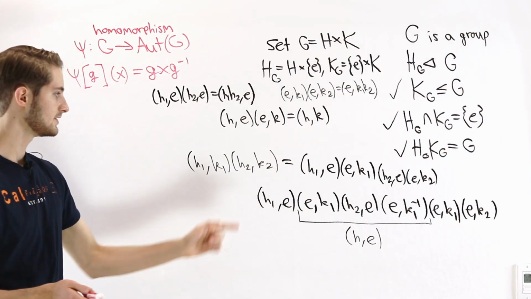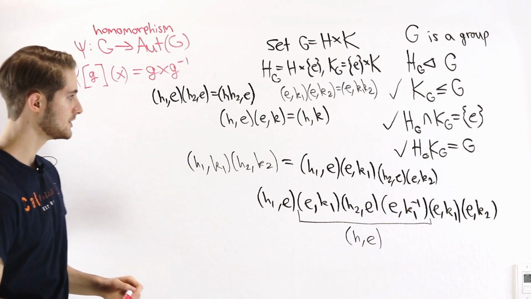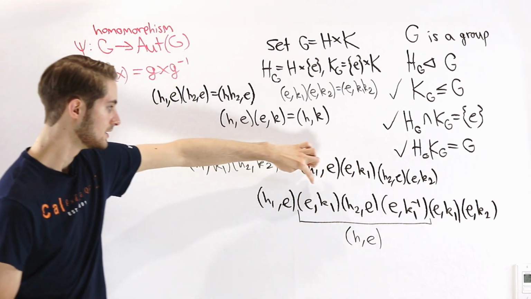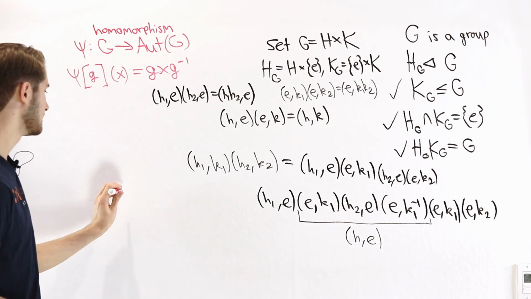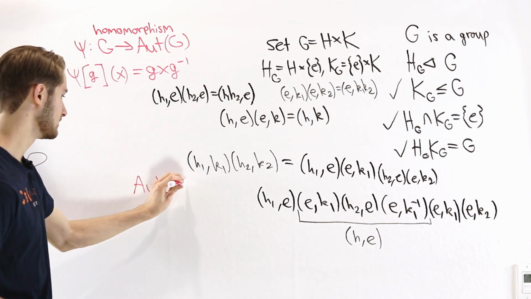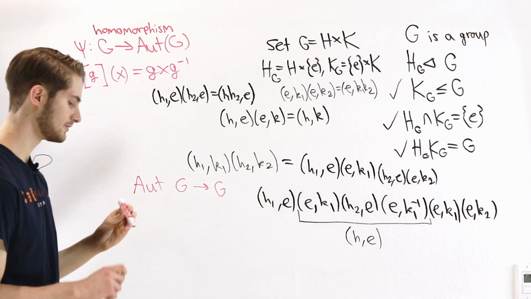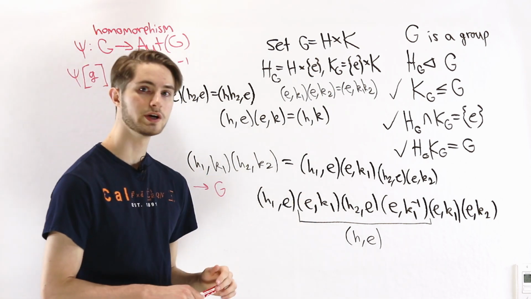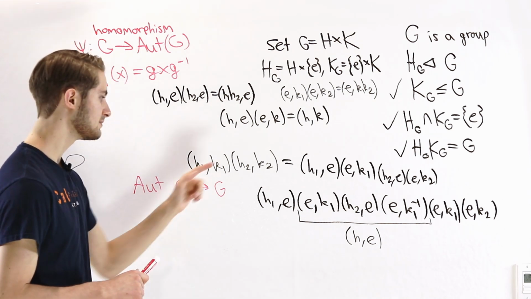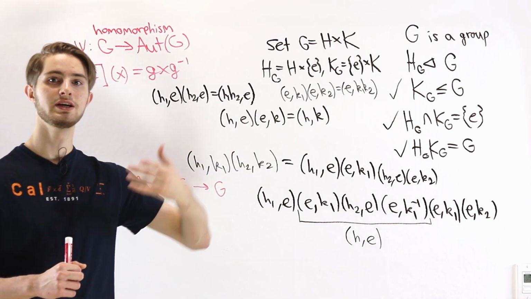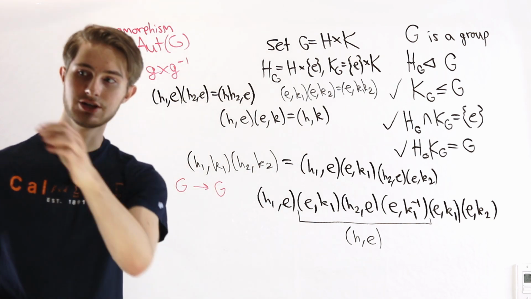So let's apply this to the case we're looking at here. We're conjugating an element in H sub G by an element of K sub G. And we know that the conjugation map is going to be an automorphism from the group to itself. But in this case, we also know that H is a normal subgroup, which means that when we apply the automorphism to H, it's going to just send it back to H.